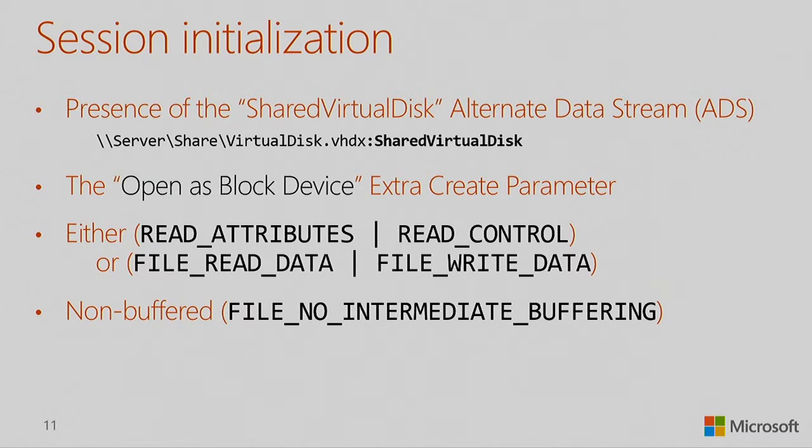As part of the create, there are some extra create parameters. It's just a block device extra create parameter that goes with it. It's going to come either one or two modes talking about how the file is opened, and then it's always going to be non-buffered I/O. Okay. So you open a file like this, it's a block device.